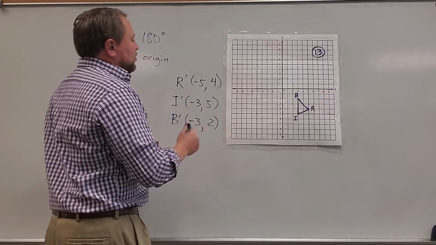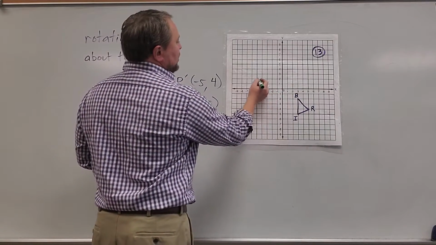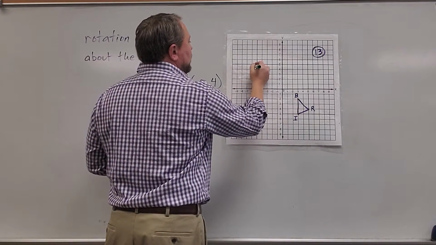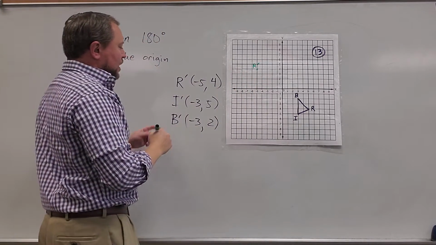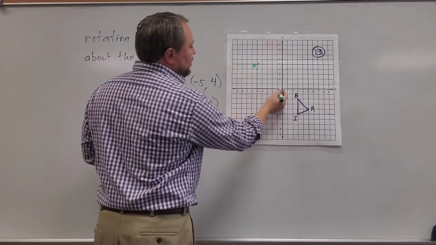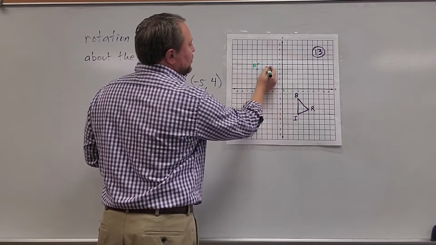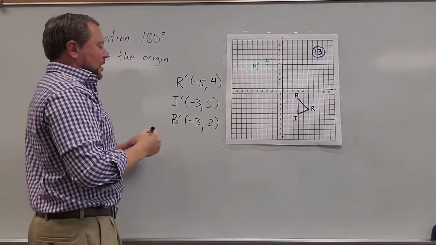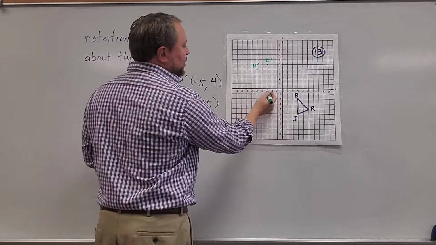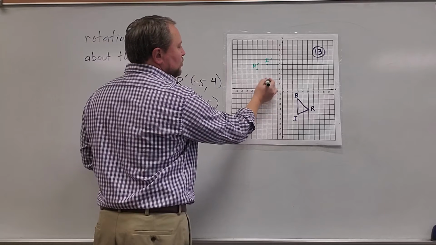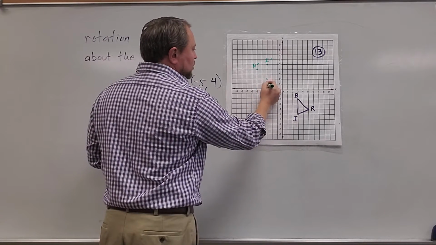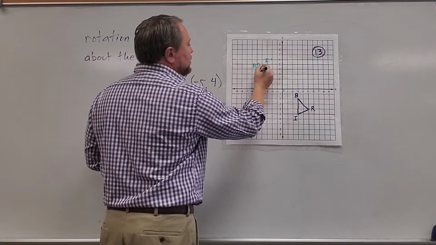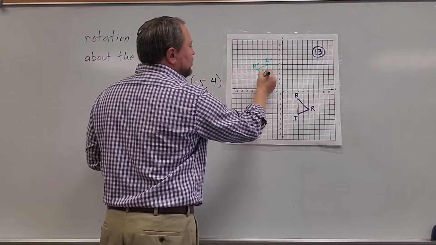So I plot those up here, -5, +4. That's my R prime. I prime was at -3, +5. There's I prime. And B prime was at -3, +2. So there's my B prime. Don't forget to reconnect these to make the triangle.